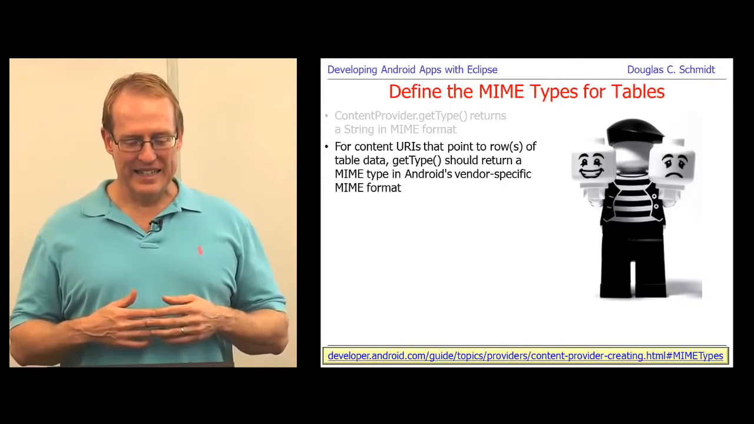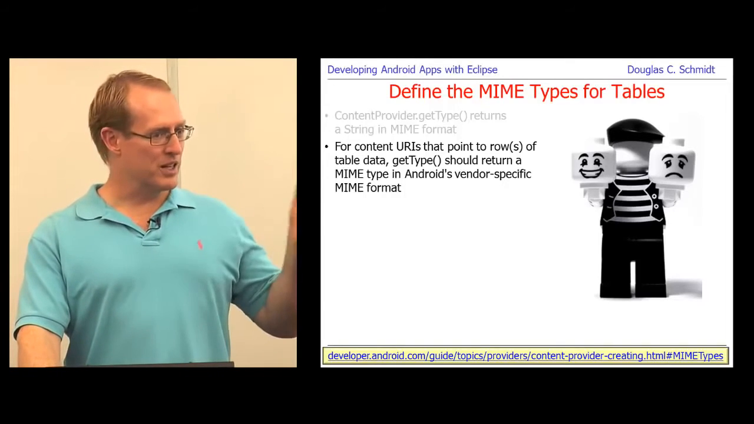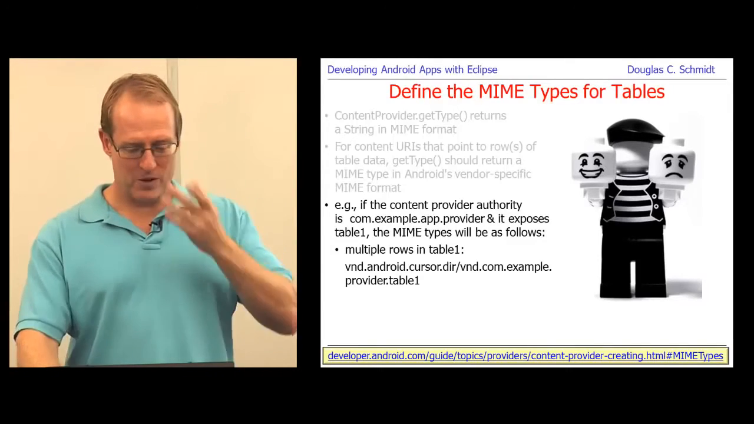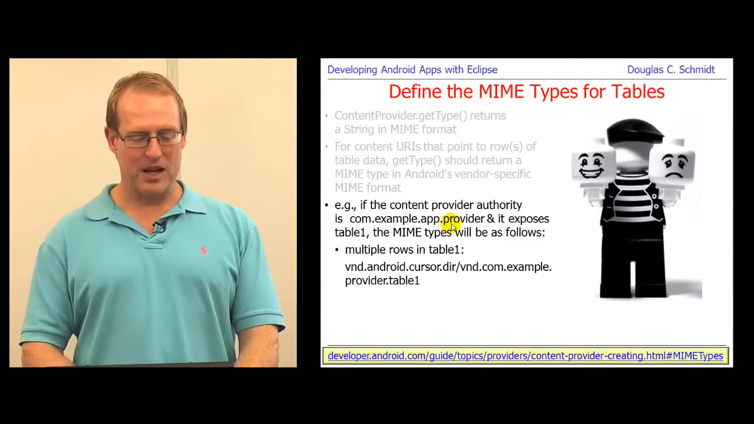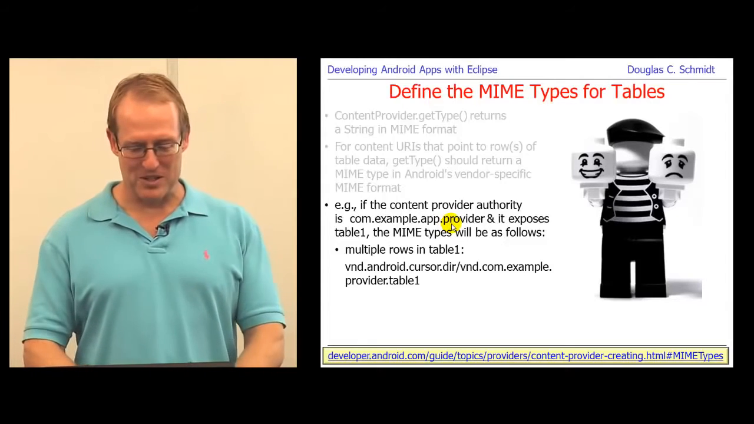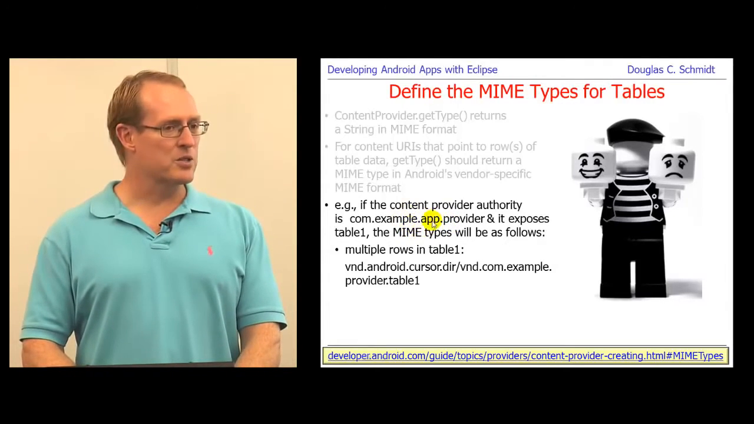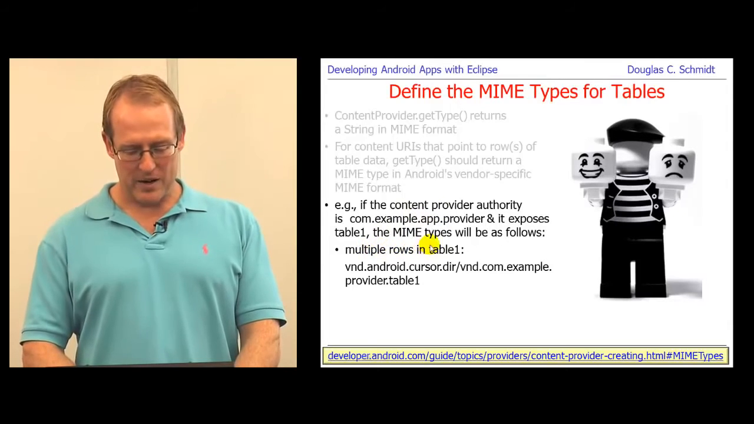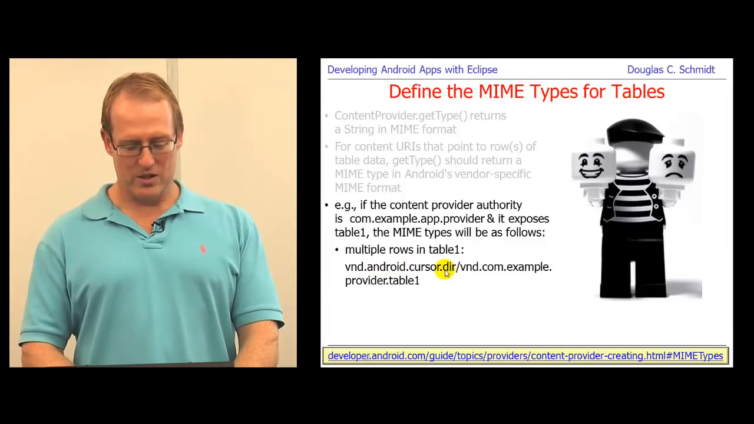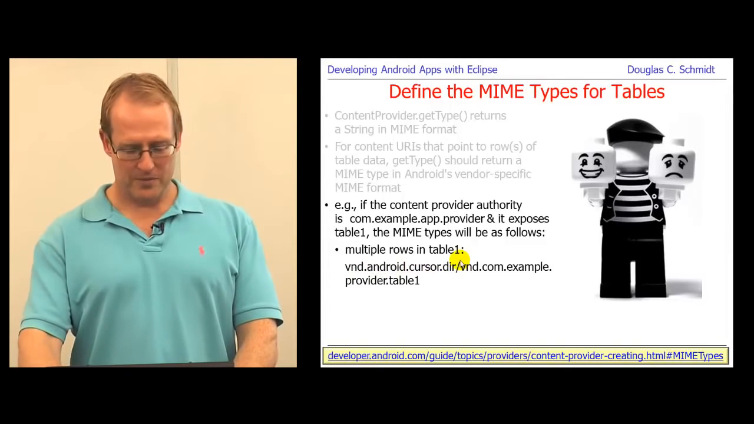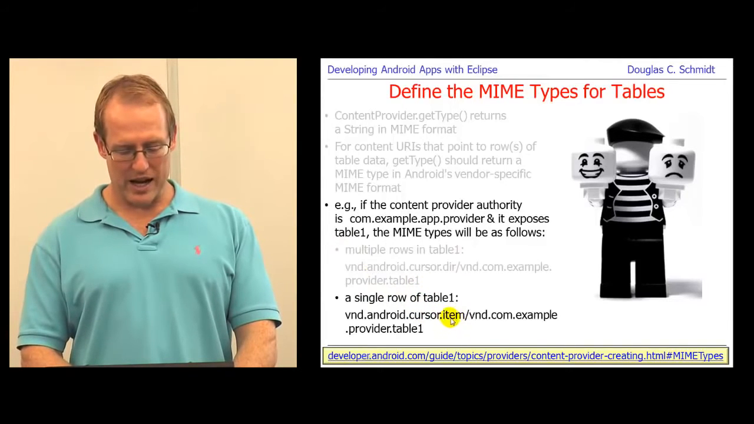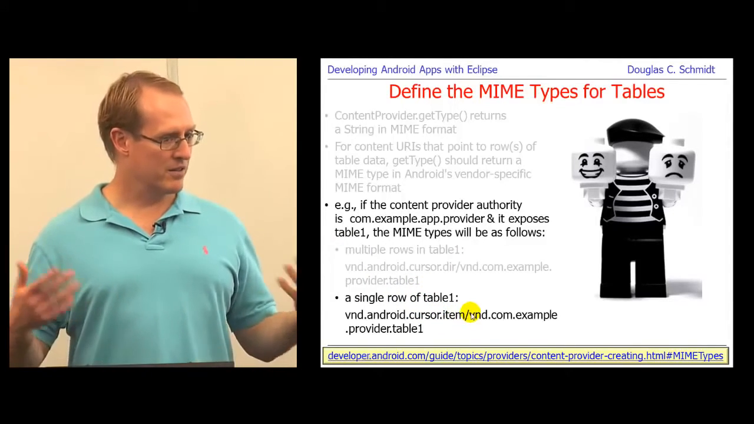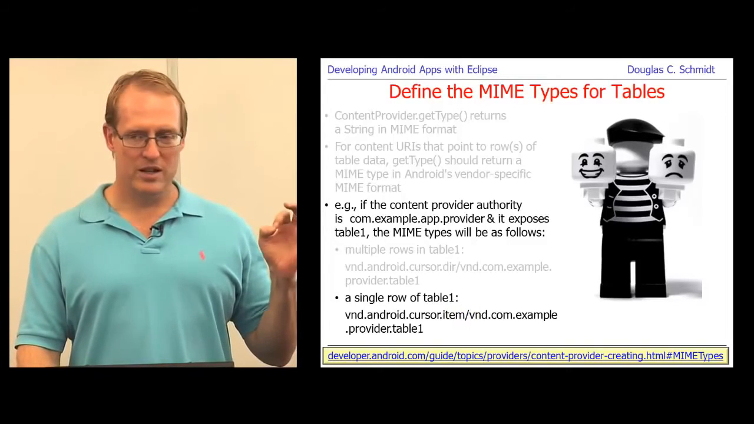So basically, it should return it in whatever is the vendor-specific format for the MIME type. For example, if we have our content provider be com.example.app.provider, a rather uninspired name, but if that was the name of it, here's how it could expose the MIME types. So if you want to be able to get back multiple rows in a table, then you would go ahead and use the dir suffix here. If you wanted to be able to give back a single row from the table, then you use the item field. And that'll give you back the various parts here. That's the way you express these things.